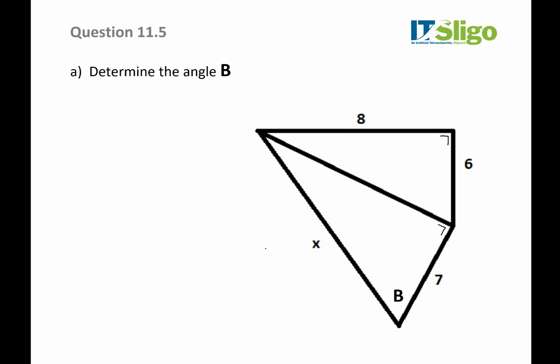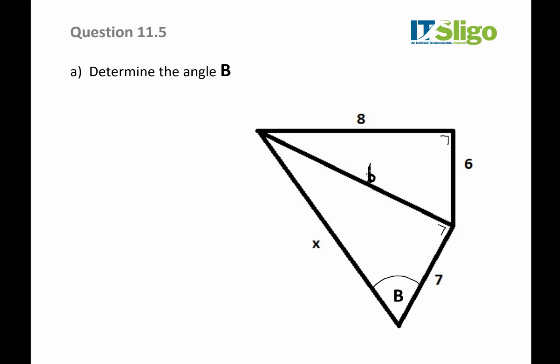So determine the angle B. We don't have enough information in this bottom triangle, so we must work up here. The first thing you've got to do is use Pythagoras to work out the length of this side. That should be side B because it's opposite angle B, a small b, not a 6. Once we know side B, we can work out angle B because we know the adjacent and the opposite, so we can figure out angle B using tan.